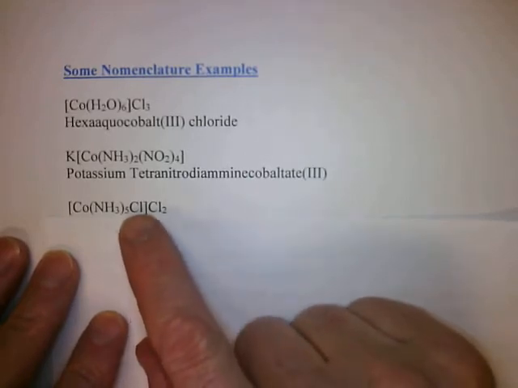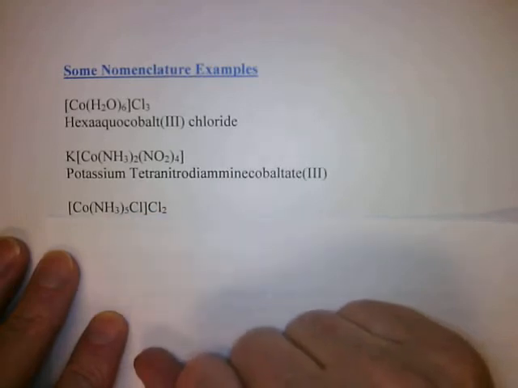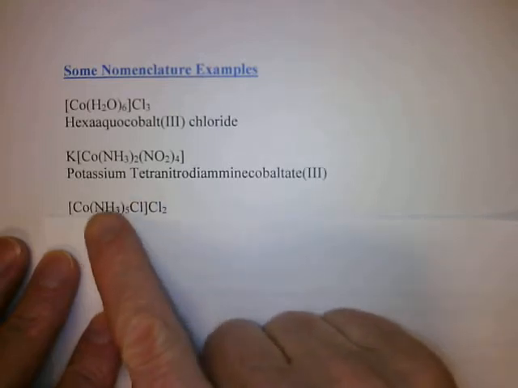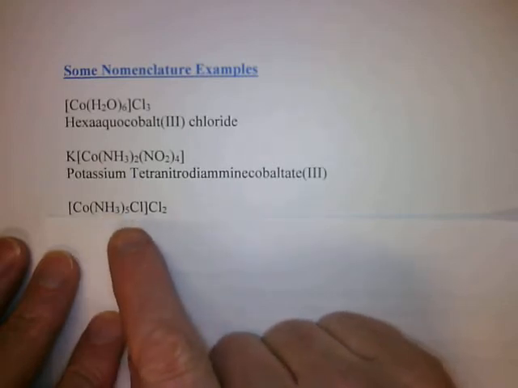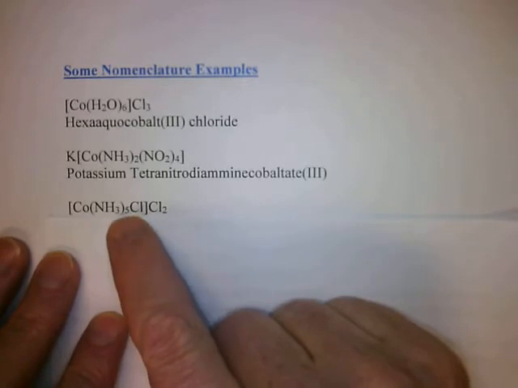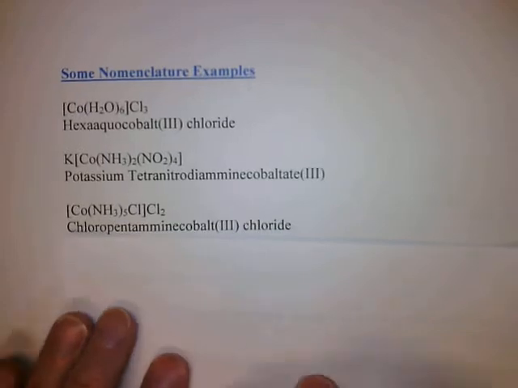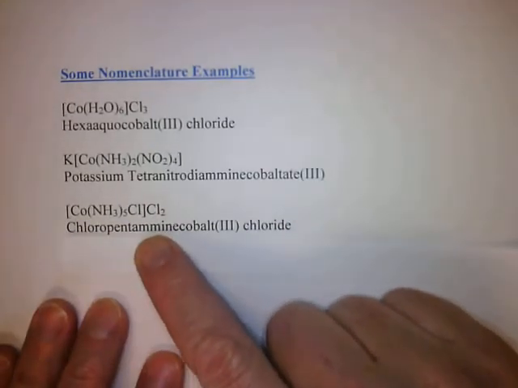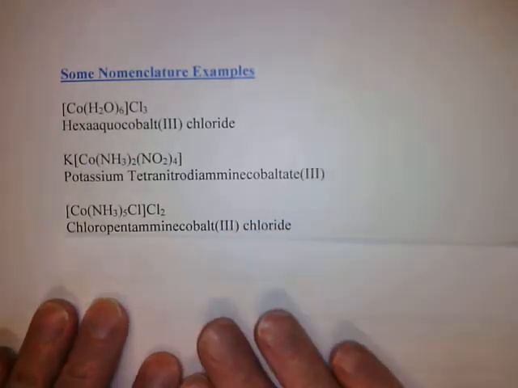We have, let's see, 1 chloro and we have 5 ammonias. Which one do we name first? Let's see. A comes before C, right? So we name the amine first, correct? Wrong, right? Anionics. Chlorine is a negatively charged ligand. That has to be named first. So it's chloropentamine. So the whole name is chloropentamine cobalt 3. There's our space, chloride.